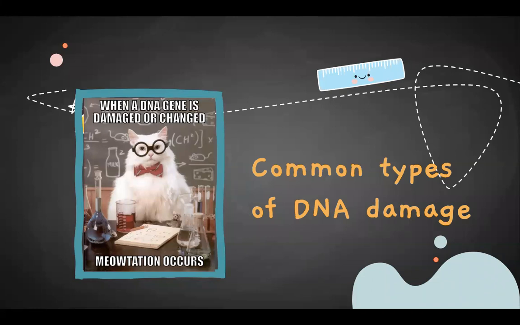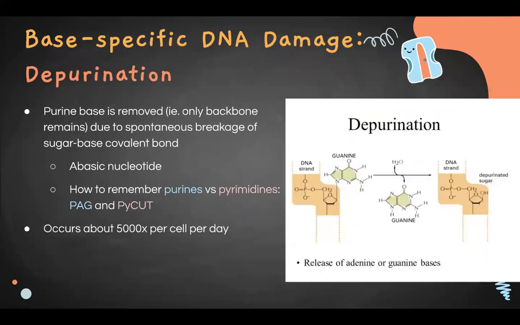And so some common types of DNA damage and how they occur, we'll go into those now. The first one that we'll talk about is a base-specific DNA damage called depurination. This is when a purine base is removed due to the spontaneous breaking of the sugar-base covalent bond. And so this results in what is called an abasic nucleotide. So it won't have a base associated with it.